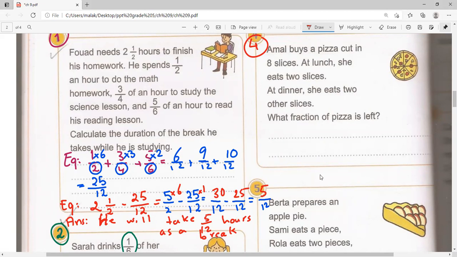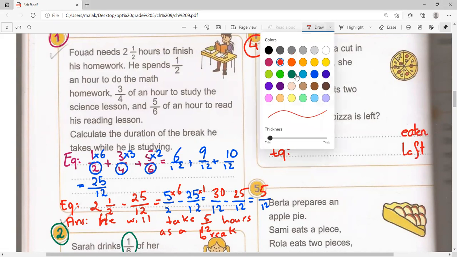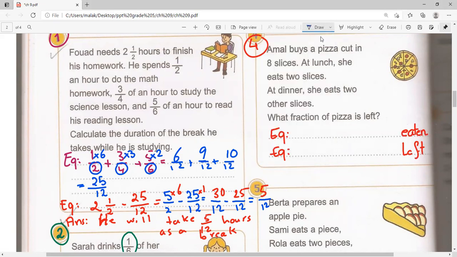Problem 4, you have to write 2 equations. In the first equation, you have to write the number of pieces eaten by Amal, and here, how many pieces are left? You have to write them as fractions. The pizza is drawn here. It's divided into 8 equal parts.